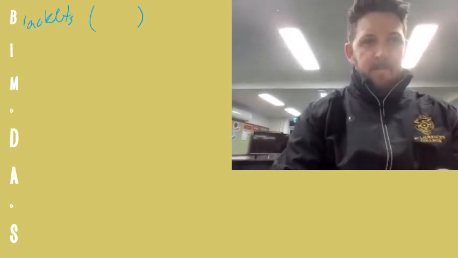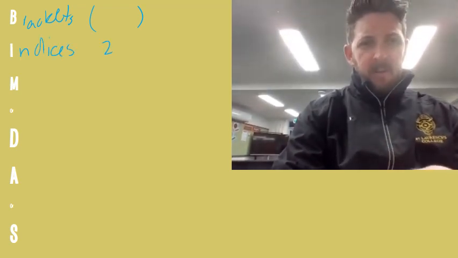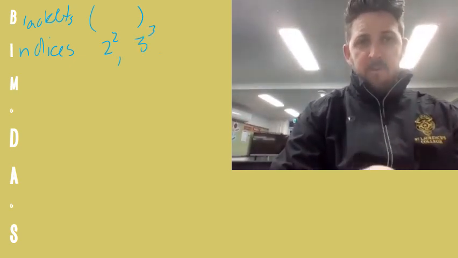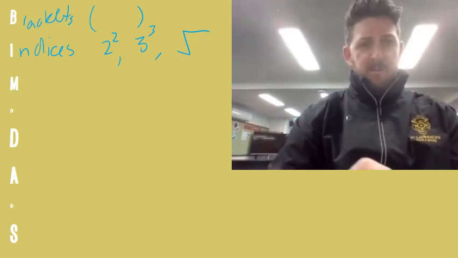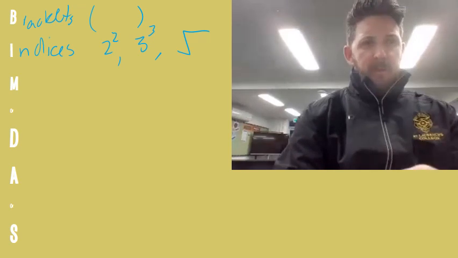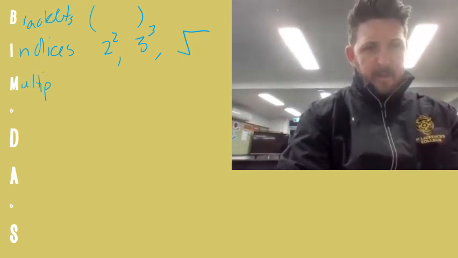which look like this. Indices, which you may not have heard of. Indices are things like to the power of 2, which is squared, to the power of 3, which is cubed. Could also be a sign that looks like this, which is your square root sign. Today we won't be looking at any with those in them, gentlemen. Multiplication or division. So we know multiplication. We'll write it in anyway with the multiplication sign, division.